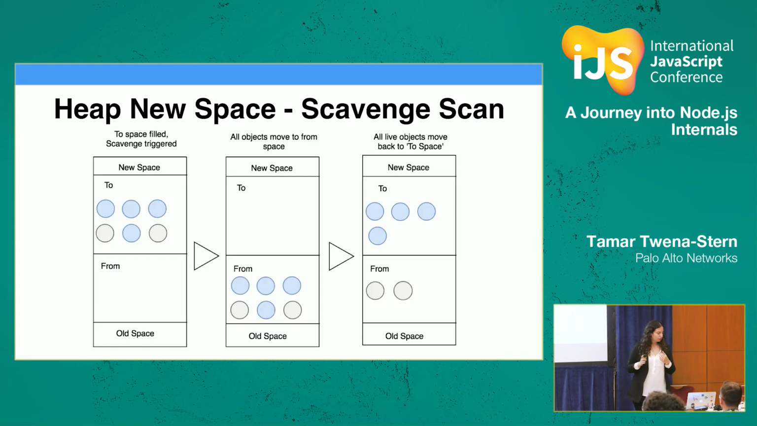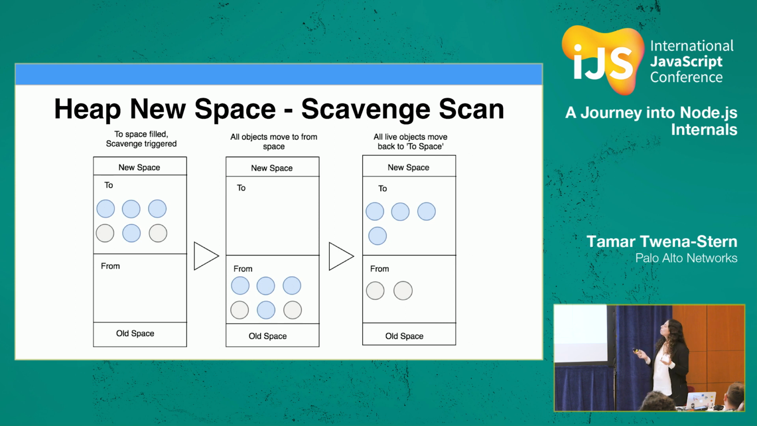Here is a quick diagram to show you how the Scavenge scan works. It's a diagram of the new space itself, and the new space is divided into 2 parts, the to part and the from part.